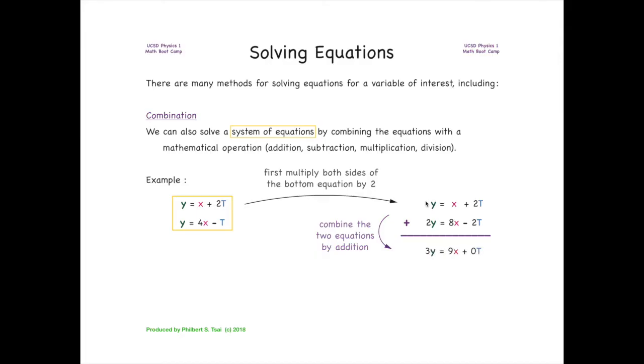And we are left with 3y is equal to 9x plus 0t. This, of course, simplifies to 3y is equal to 9x, which we can divide both sides by 3 to give our solution yet again, y is equal to 3x.